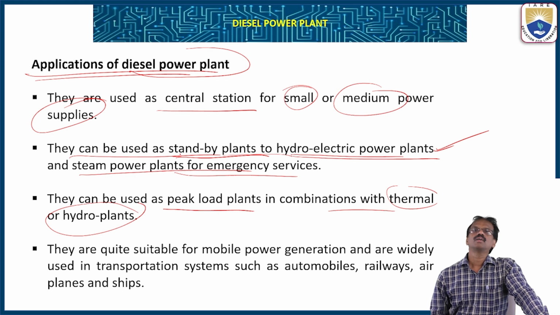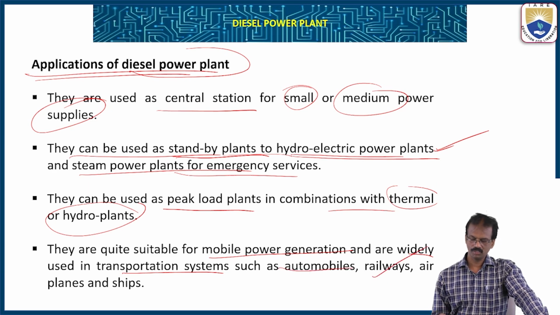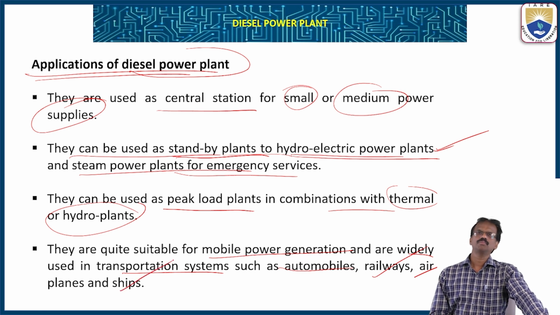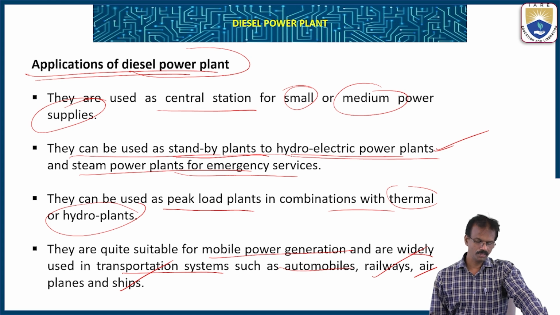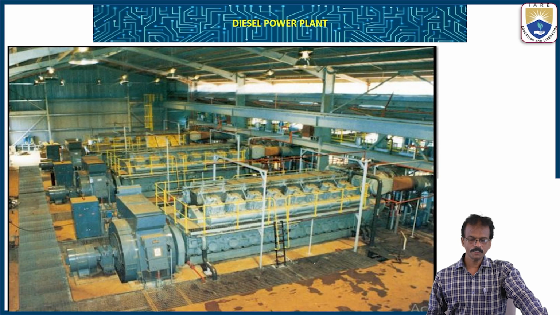Next, they're quite suitable for mobile power generation, small power generation, and widely used in transportation systems, such as automobiles, the railway systems, airplanes, and marine shipping also. So in this condition, we'll use the diesel power plants. So this one. Now we'll see.